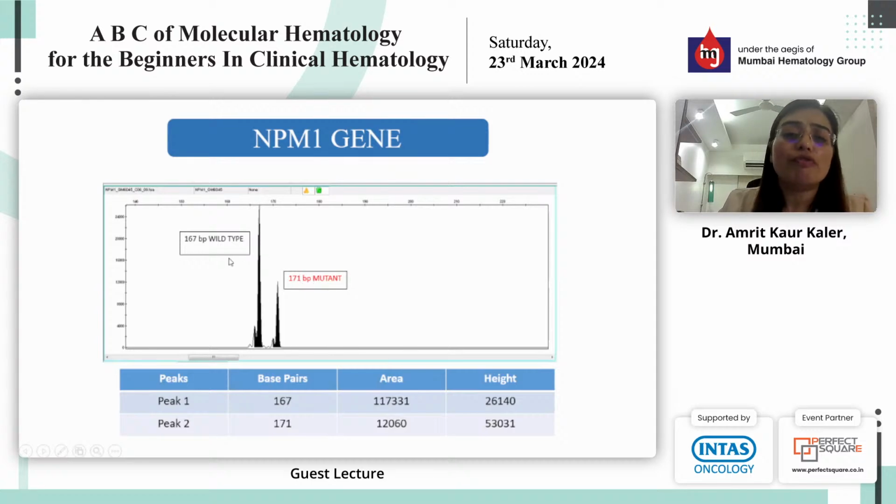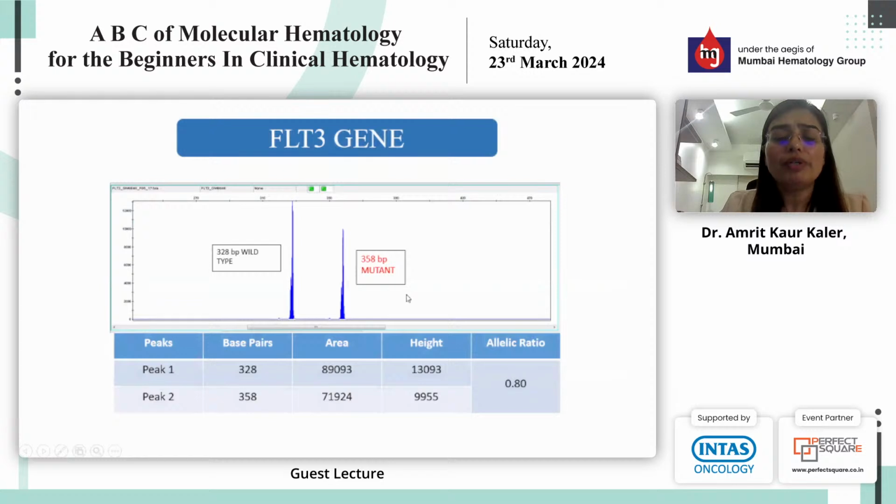And so I see a 4 base pair insertion in this particular case. So this is how we diagnose it. If we look at FLT3, this is a wild type 328, and this is 358. So I can see a 30 base pair insertion in the FLT3 gene. And then based on that, I'll calculate the ratio. It is 0.8, and if it is more than 0.5, it is definitely carrying a bad prognosis.